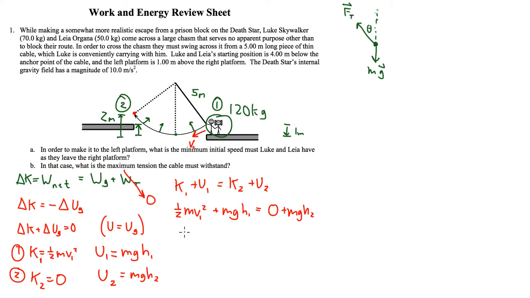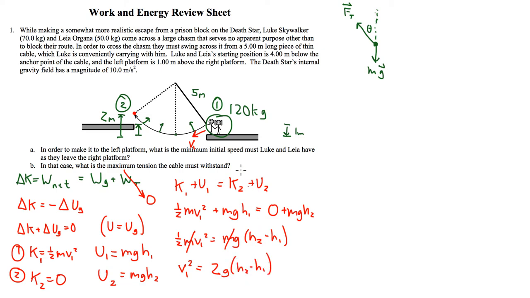And so what you get here is 1/2 mv1 squared equals mg times (h2 minus h1). We can cancel the m's. And then you get their initial speed, v1 squared, has to equal 2 times g times (h2 minus h1).